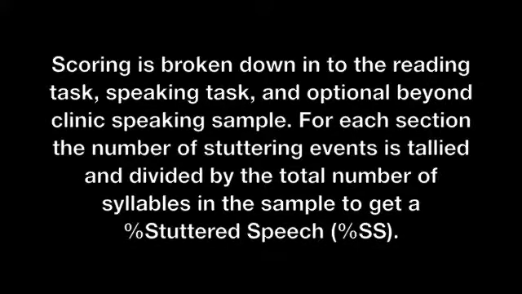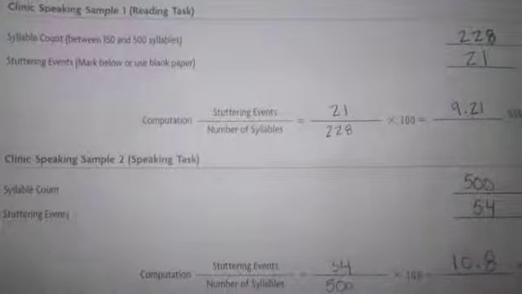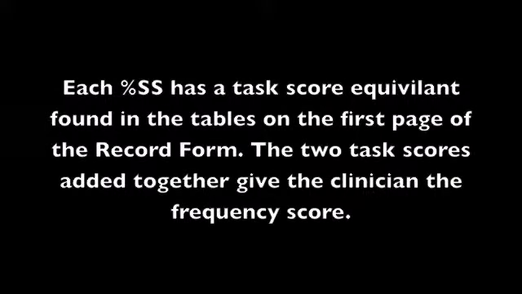Scoring is broken down into the reading task, speaking task, and optional beyond-clinic speaking sample. For each section, the number of stuttering events is tallied and divided by the total number of syllables in the sample to get a percentage of stuttered speech. Each percentage has a task score equivalent found in the tables on the first page of the record form. The two task scores added together give the clinician the frequency score.